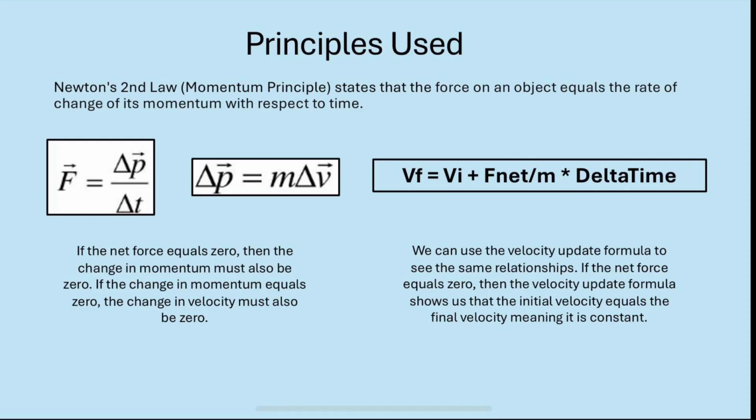The principles used in this lab include Newton's second law, also known as the momentum principle, which states that the force on an object equals the rate of change in its momentum with respect to time. Looking at these formulas, we can see that if the net force equals 0, then the change in momentum must also be 0. If the change in momentum equals 0, then the change in velocity must also be 0. Using the velocity update formula, we can see the same relationships. If the net force equals 0, then the velocity update formula shows us that the initial velocity equals the final velocity, meaning it is constant.